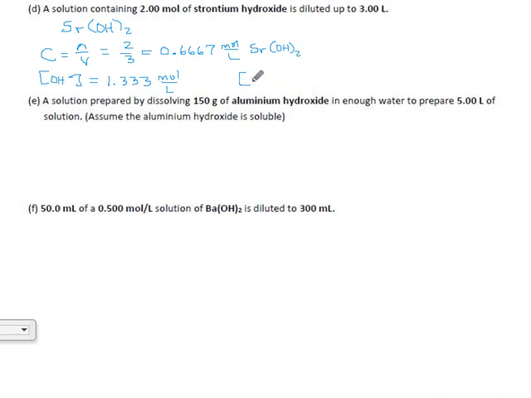And from that we can get our hydrogen, or our H3O, I should probably say. 1 times 10 to the minus 14 divided by 1.333. 7.50, 3 sig digs, times 10 to the minus 15.